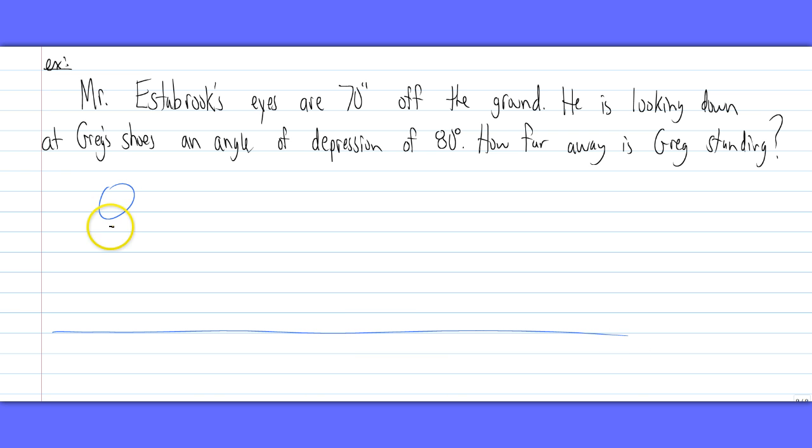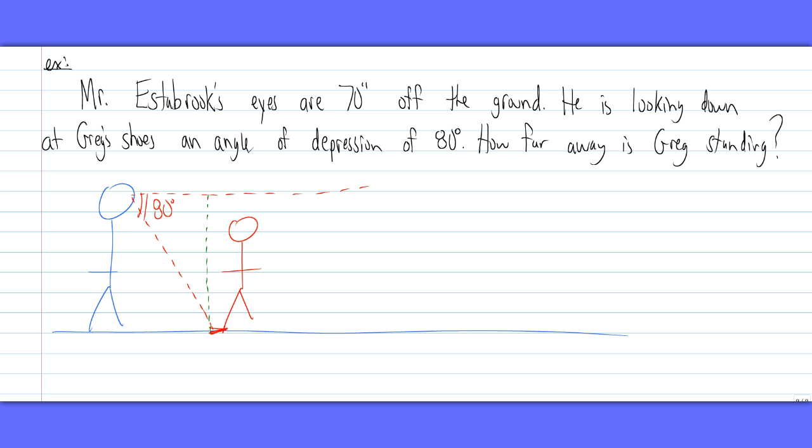Okay, so here's the ground. Looking down at an angle of depression of 80 degrees. We always measure the angle of elevation and depression from the horizontal. So here's a horizontal line, and we'll just say Greg is a little bit shorter. Here are his shoes. Looking down at his feet, down at his shoes, this is our angle of depression of 80 degrees. So here's the start of our triangle, and my eyes are 70 inches off the ground. I could measure that over here on the left where I'm actually standing, or a horizontal line going straight down there.